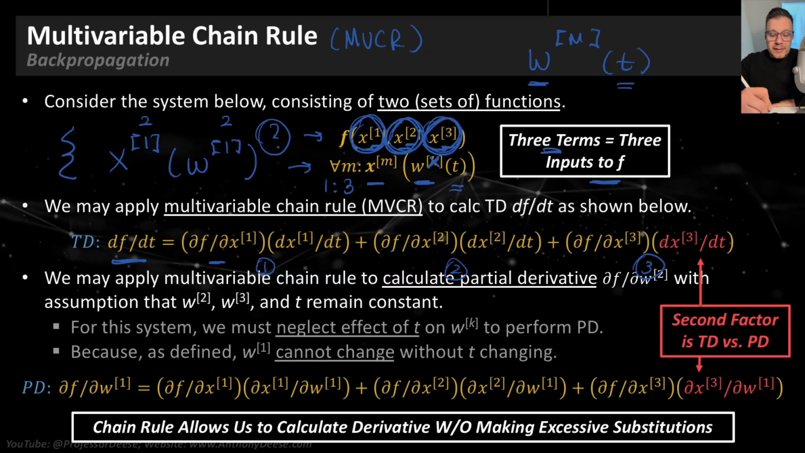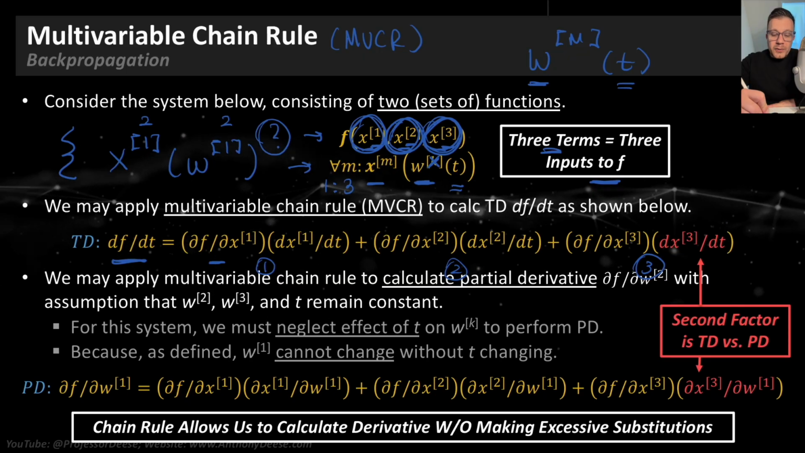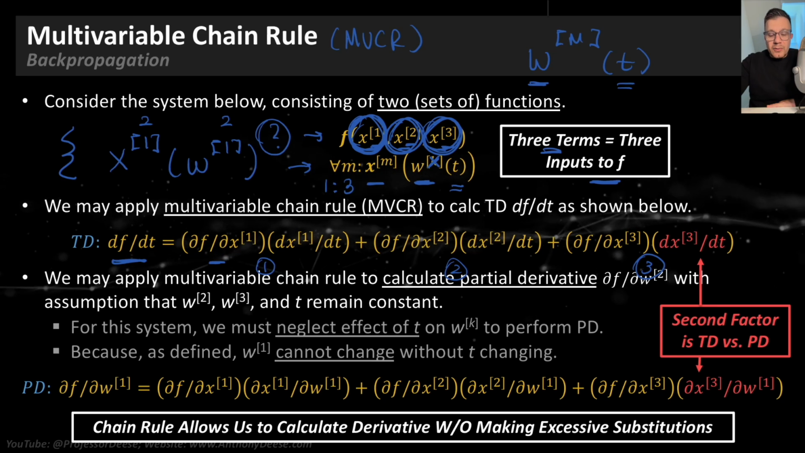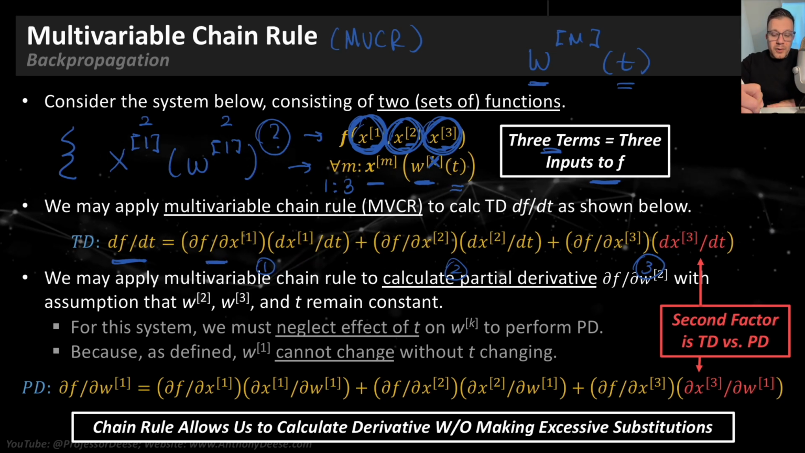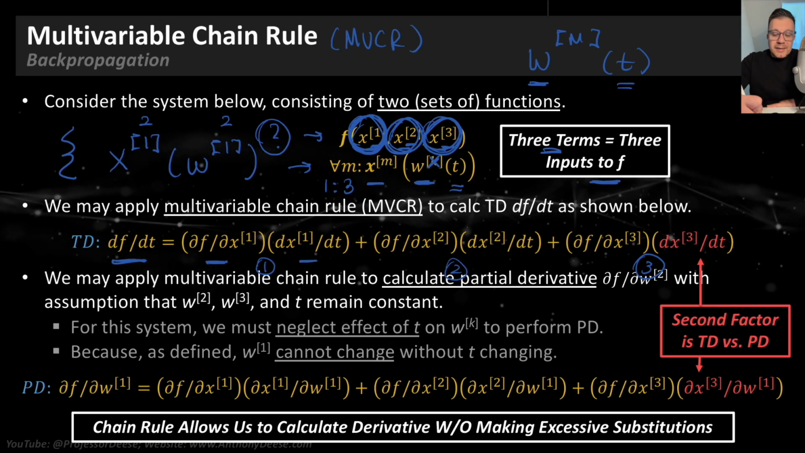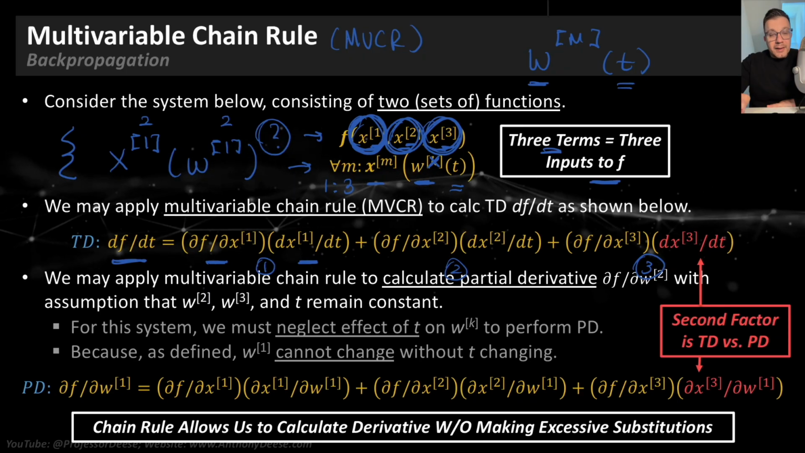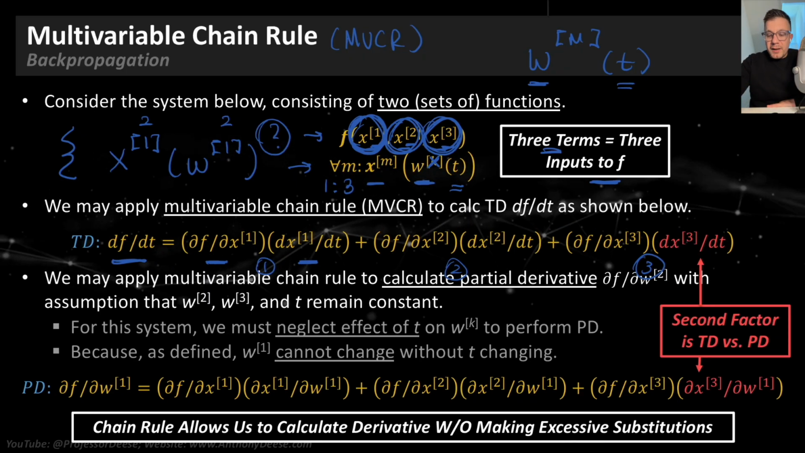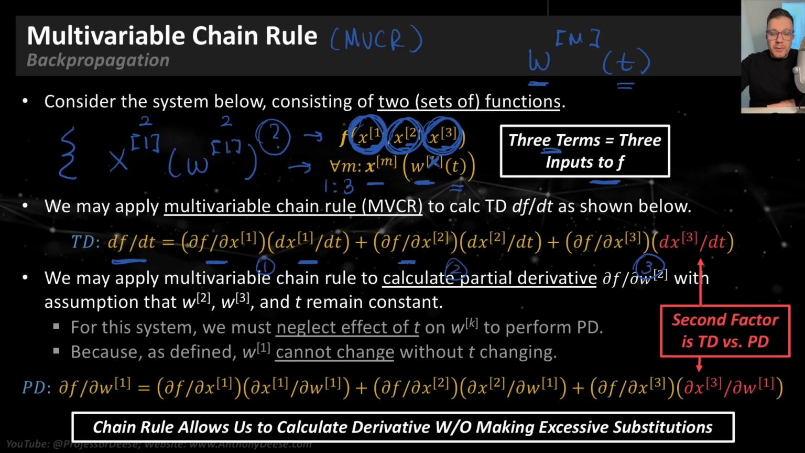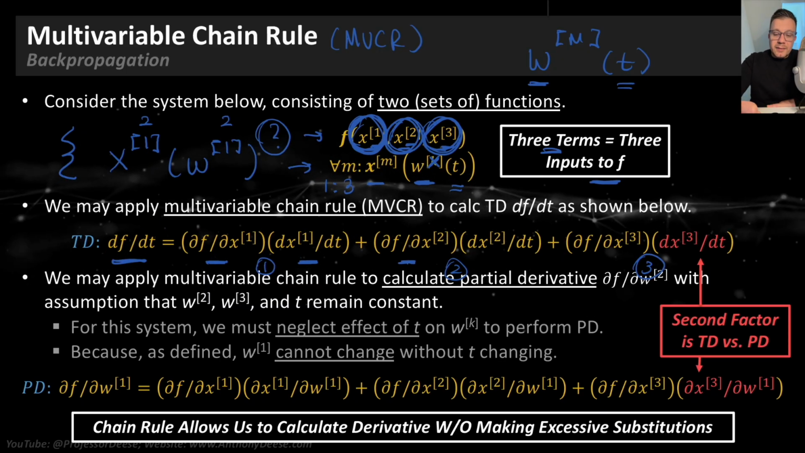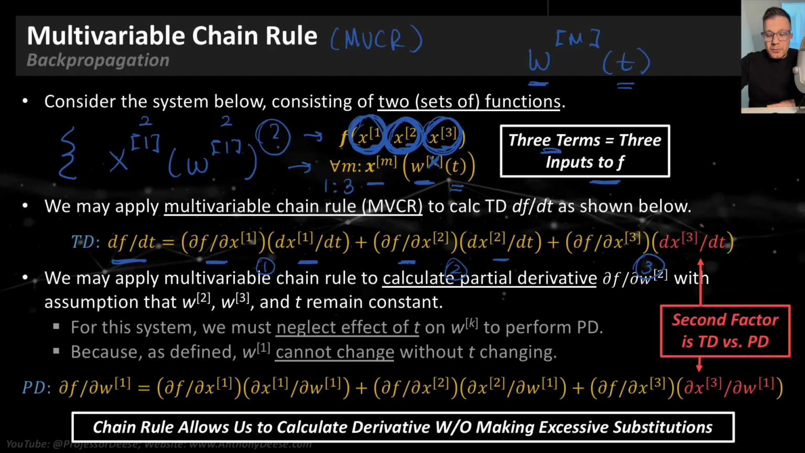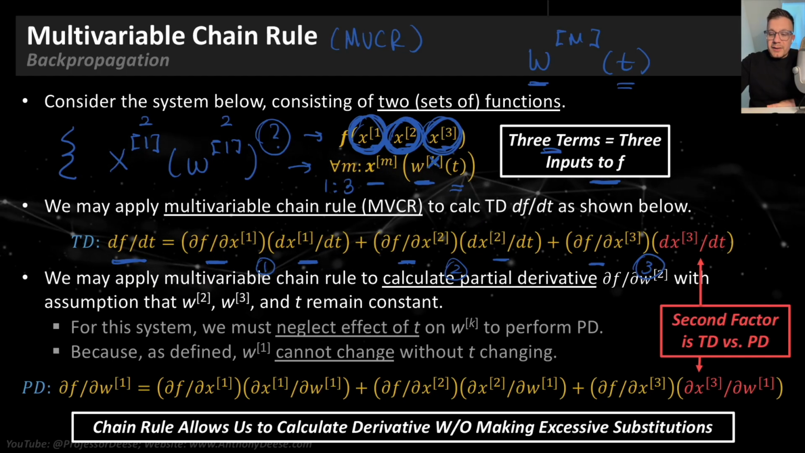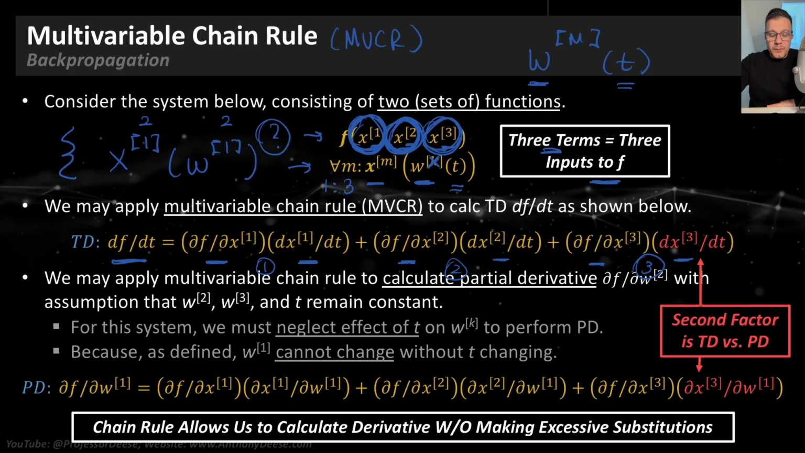The first factor is the partial derivative of f with respect to the current, in this case the first, argument to that function. So we have the partial derivative of f with respect to x1, and then the second factor for the first additive term is the total derivative of x1 with respect to time. And this pattern repeats for the other 2 terms: the partial derivative of f with respect to the second argument x2, and then the total derivative of x2 with respect to time, the partial derivative of f with respect to x3, and then the total derivative of x3 with respect to time.